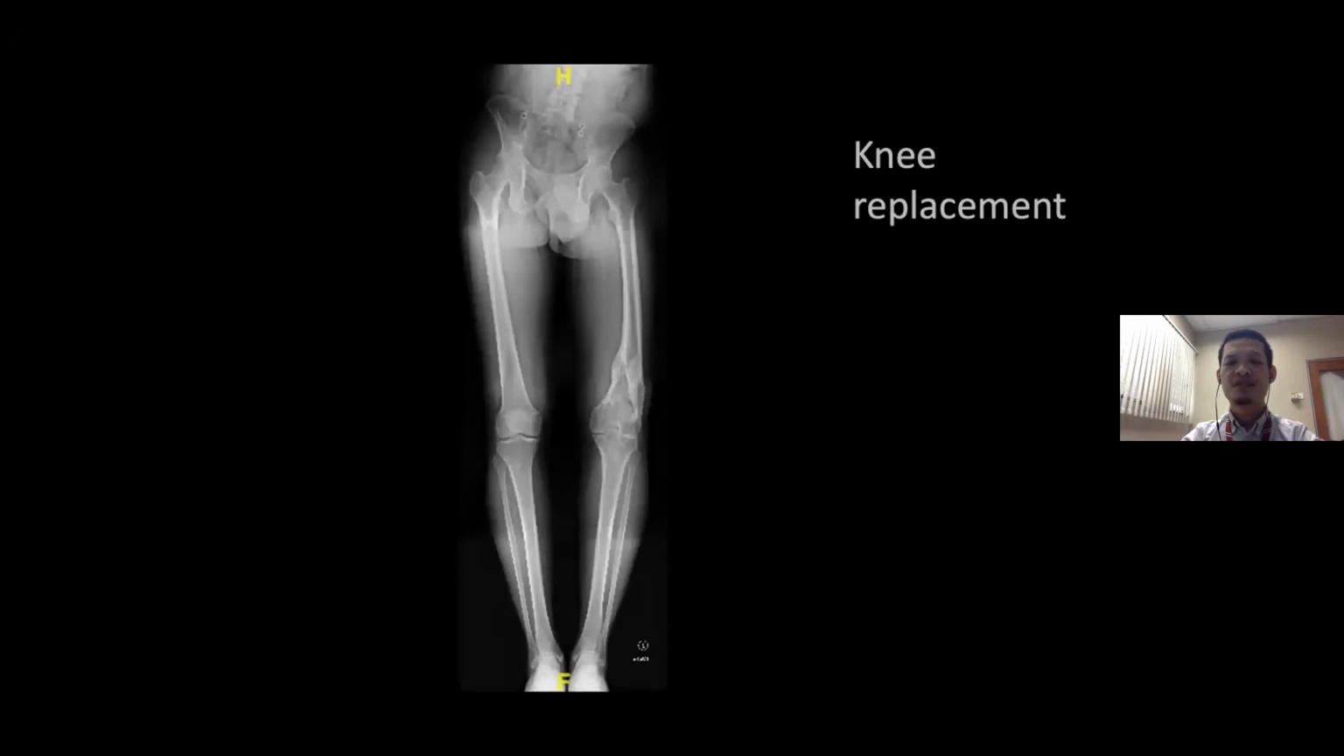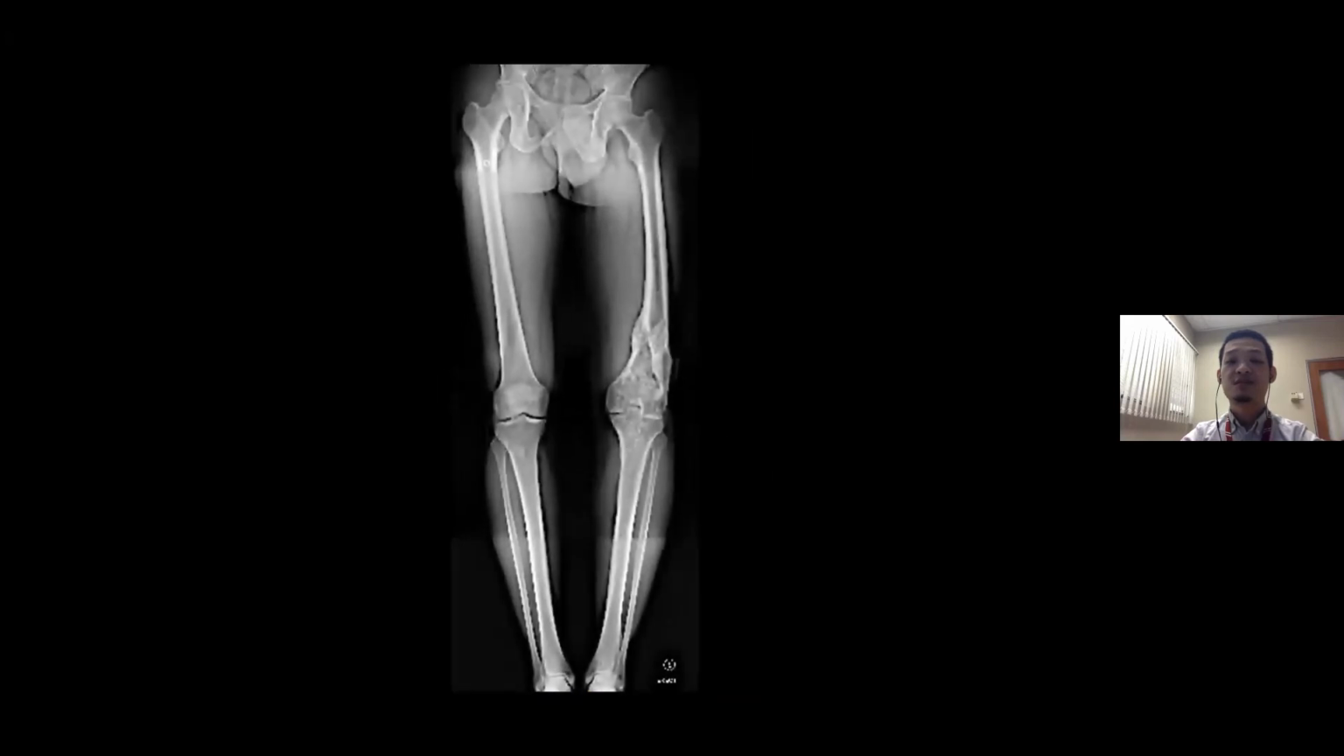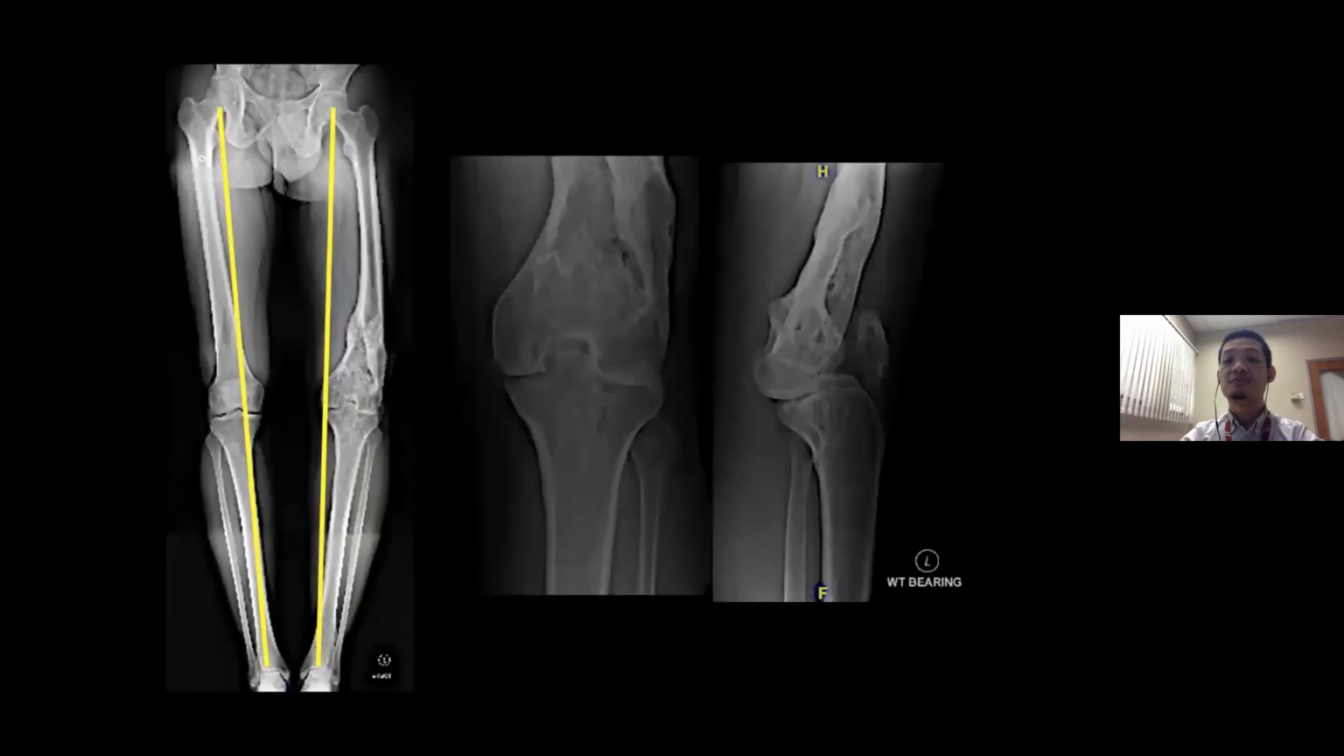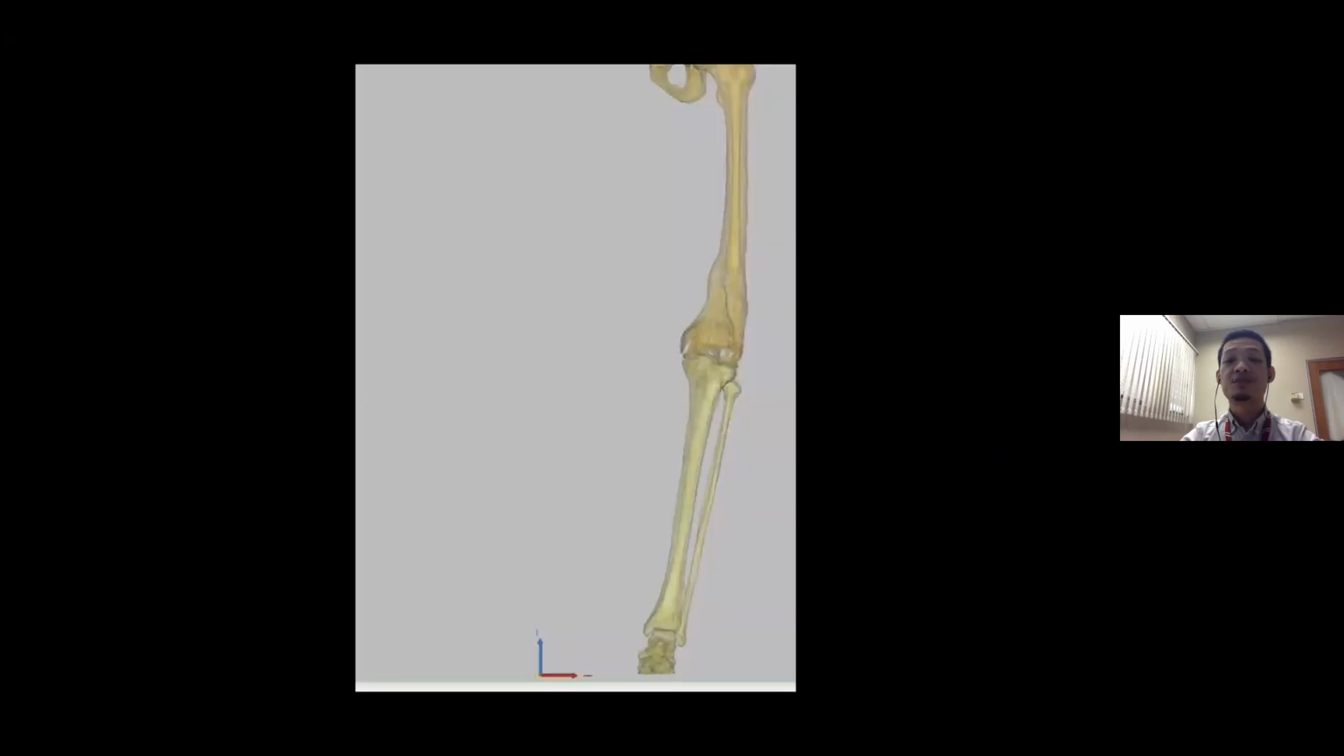This is another patient. He's a bit older, I think he's about 50 years old. But in this case, the arthritis is quite bad, involving both the medial and lateral compartments. So yeah, osteotomy probably will help with the alignment, but it won't help with the pain. So we decided to do one surgery, and we just decided to replace the knee.